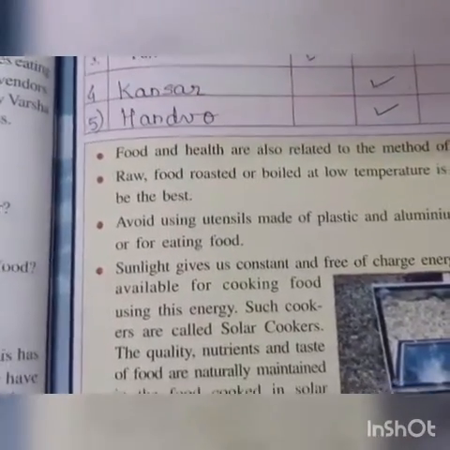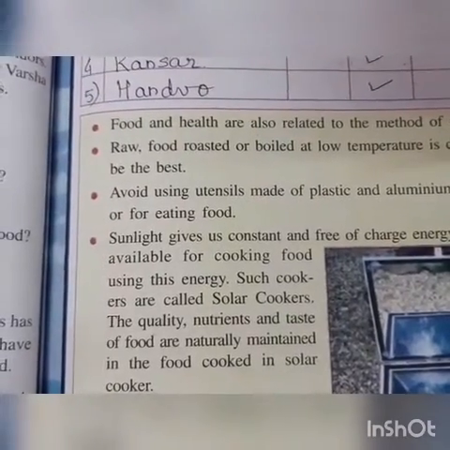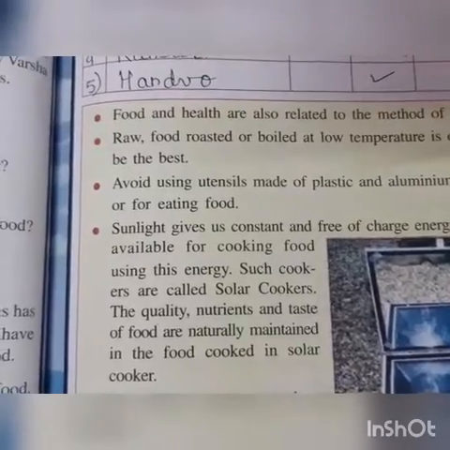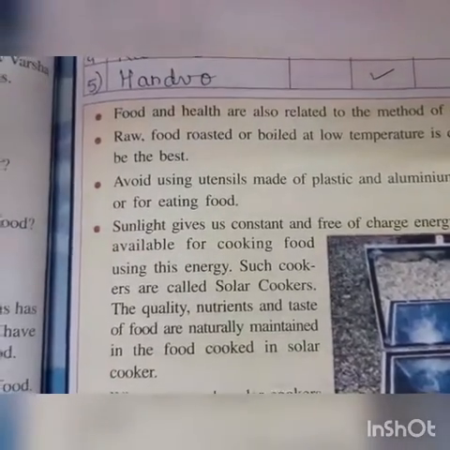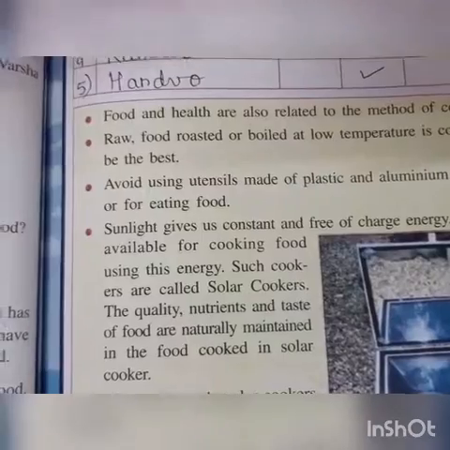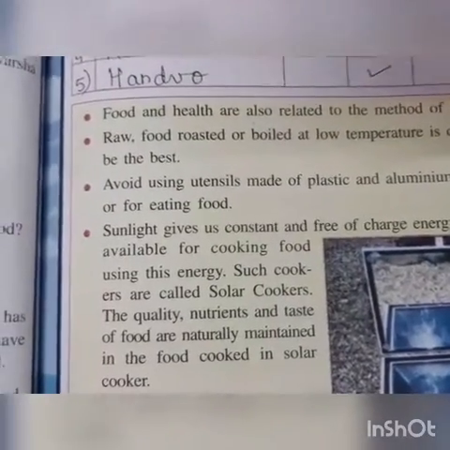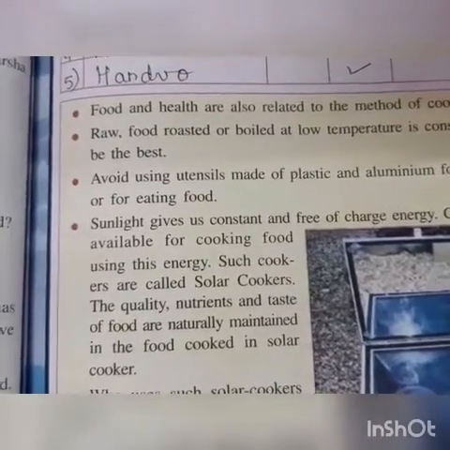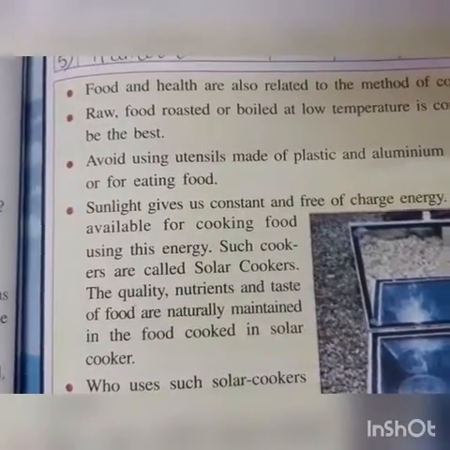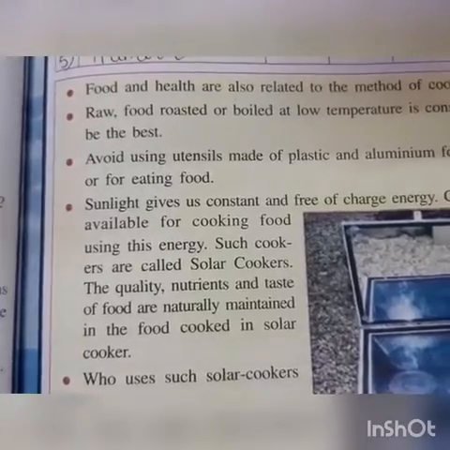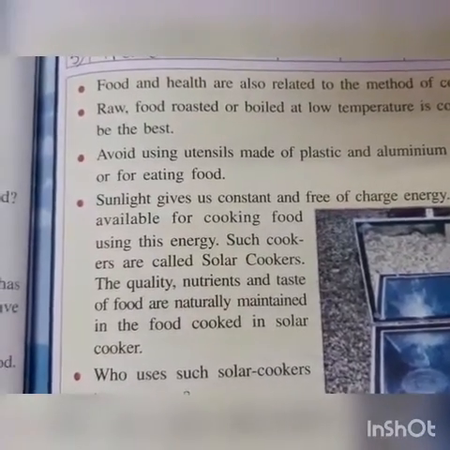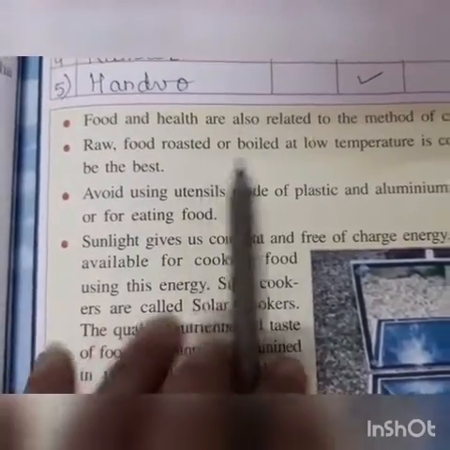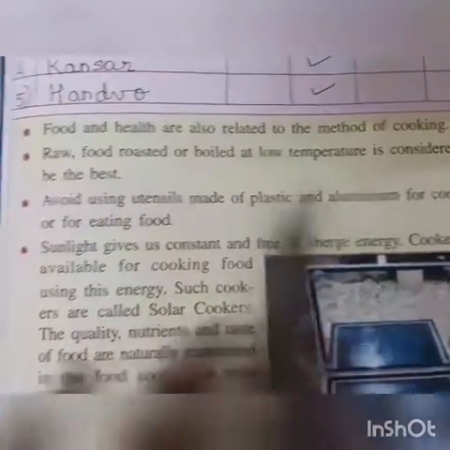So that heat, or the energy that we are getting from the sun, is a natural source of energy. So it is not going to destroy those minerals and vitamins more compared to the gas stove or other cooking methods. Now we are using the microwaves and the ovens. These are electrical equipments, and they run at very high temperature. The food cooked in the microwaves and the ovens loses the nutrients that are present in the food. Raw food, roasted food or food boiled at low temperature is considered to be the best.